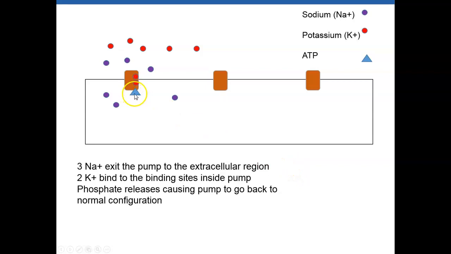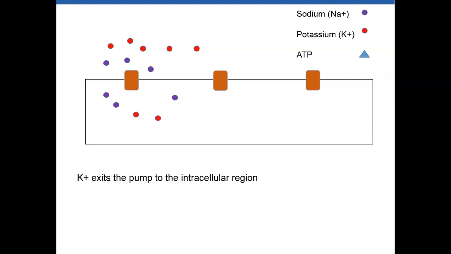The ATP was hydrolyzed to activate the pump, and so when the phosphate is released from this, it's going to go back to its resting configuration. So there you go. And I'm sorry, this is my animation. It's a little slow. And the potassium is released to the intracellular region. And so now more sodium can bind in its resting configuration.